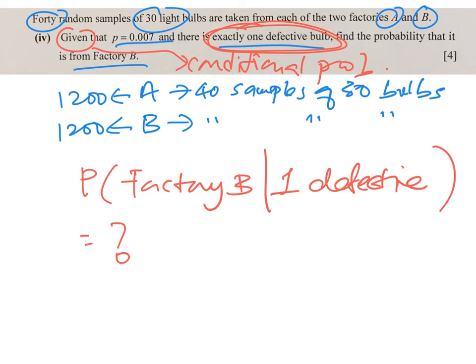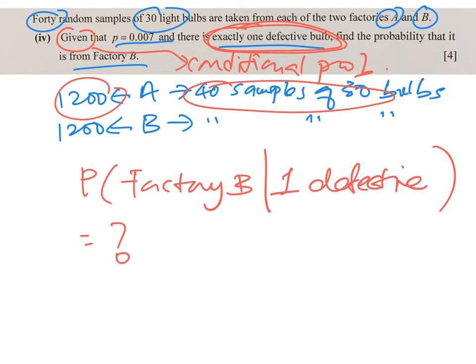Now note that we are looking at 40 samples of 30 light bulbs from factory A. So what we can do is define a random variable for the total number of defective light bulbs produced by factory A, out of these 40 samples of 30. So in total we have 1,200.